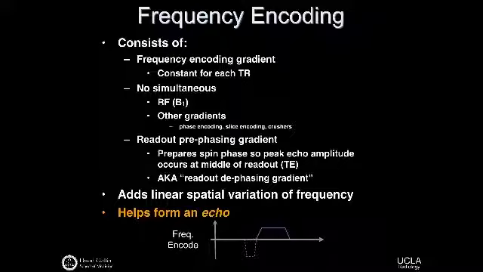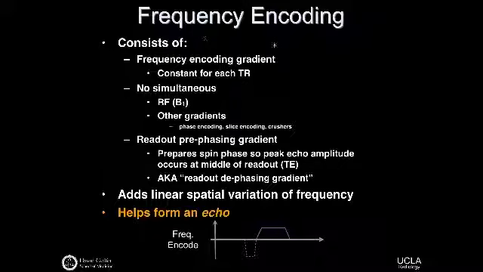So the last and final step for spatial encoding is what we call frequency encoding, or the readout. And that consists of several things. Importantly, the frequency encoding gradient is going to be constant for each TR. It's only the phase encoding gradient that's really changing with each TR. And we can't do anything else at that same time. There are no other simultaneous RF pulses. We play gradients and RF pulses at the same time when we want to excite the system. The frequency encoding gradient is when we're really listening and we're just trying to record the echo. So no other RF, no other gradients. And there is this small, again, pre-phasing gradient, this little tiny gradient down here, which helps us form our echo.